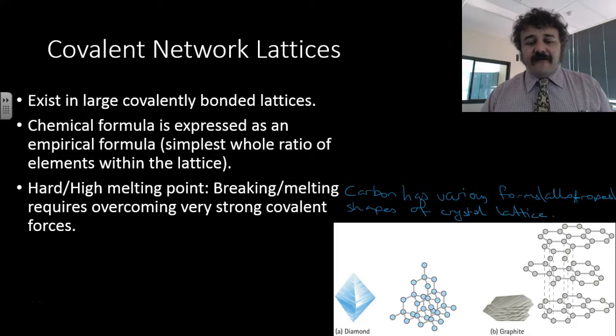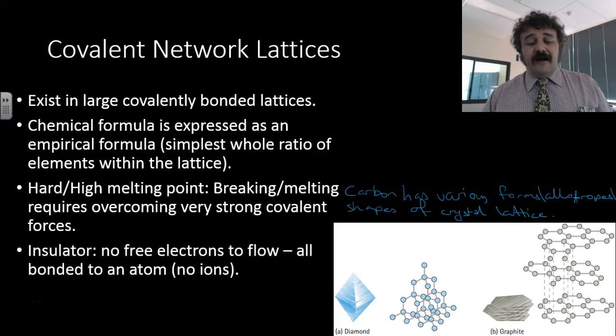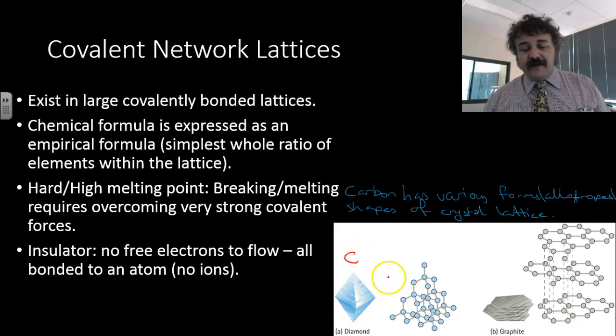They are hard and have a very high melting point. So the breaking and melting requires overcoming some very strong covalent forces. They are insulators. No free electrons to flow. All electrons are bonded to atoms. There are no ions. And we see down here, both of these are forms of carbon.